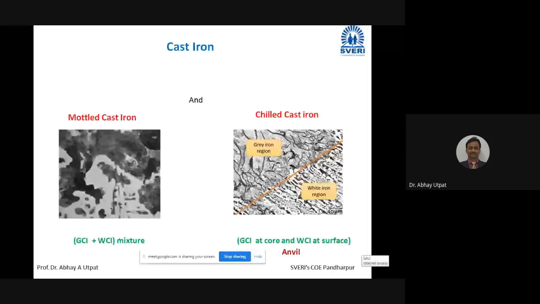It is as shown here. So you have to combine the grey cast iron structure with the white cast iron structure, and then it will be mottled cast iron. So how to draw, I will show here. You can take screenshots. So this is the area of white cast iron.